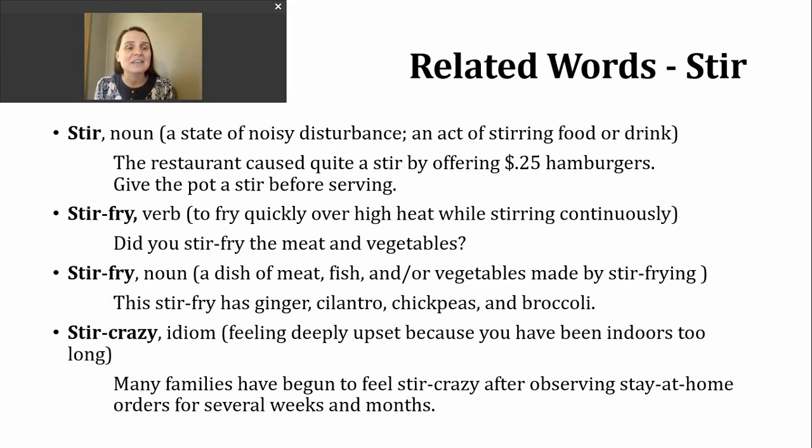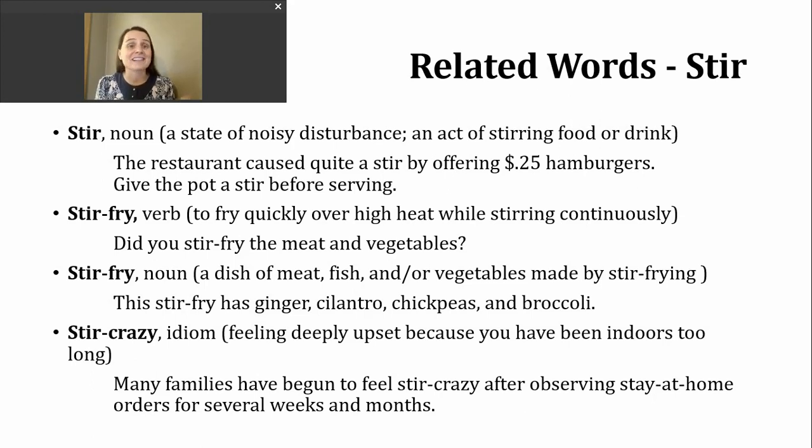The next set of related words are a bit similar in that we have a verb and a noun form, and that's stir fry. So stir fry as a verb means to fry food quickly over high heat while stirring continuously. So here it is in a sentence. Did you stir fry the meat and vegetables?